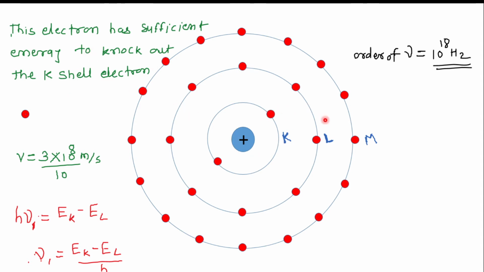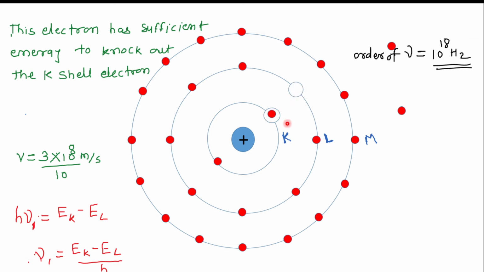This is the K shell, this is the L shell, this is the M shell. This electron, having very high kinetic energy, can penetrate inside the atom and go near the innermost shell and knock out an electron of the innermost K shell. It collides with the K shell electron, and this K shell electron also goes outside, creating a vacancy. This vacancy is filled by a nearby electron. So an L shell electron fills this vacancy, and here a new vacancy is created.